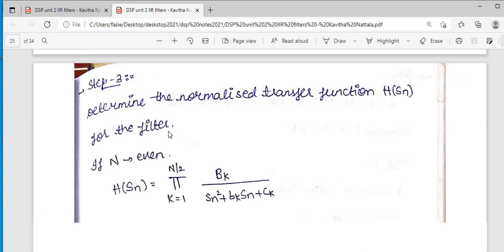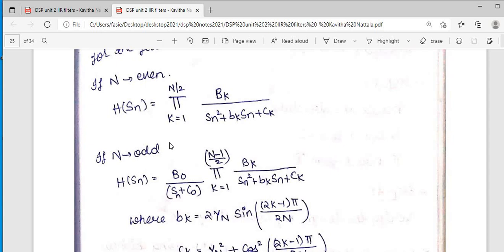Next, we just have to see whether the n value, after substituting all the values, is even or odd. If n is even, then the same: H(sn) is the product for k equals 1 to n/2 of bk over (sn² + bk sn + ck). That's the H of sn. If your n is odd, then how do we obtain that? H(sn) is equal to b0 over (sn + c0), times the product for k equals 1 to (n−1)/2. We can substitute and write the same factor.